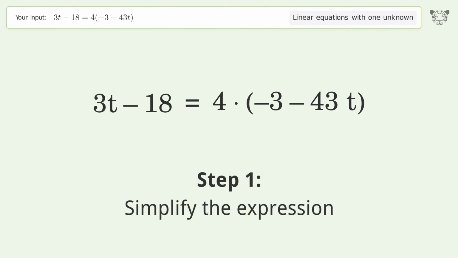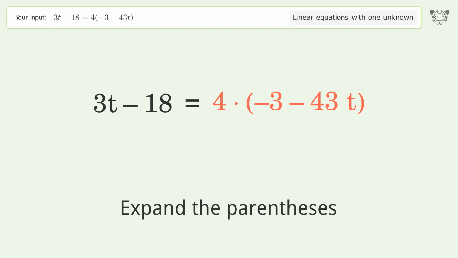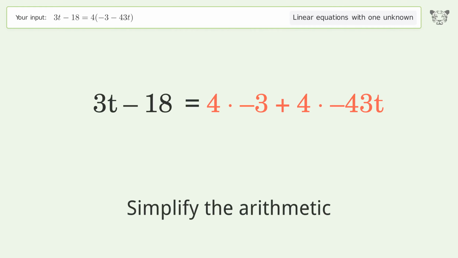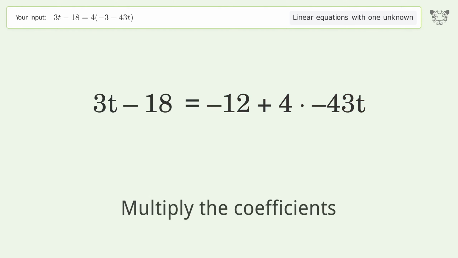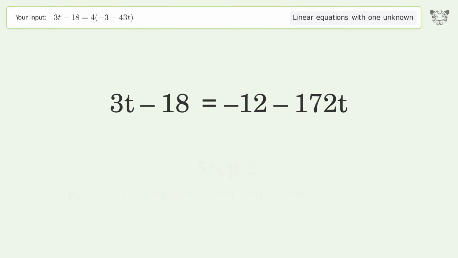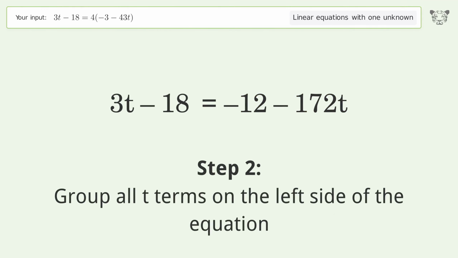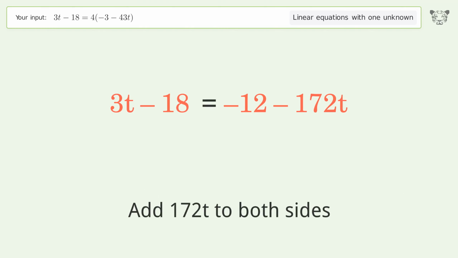Simplify the expression. Expand the parentheses. Simplify the arithmetic. Multiply the coefficients. Group all t terms on the left side of the equation. Add 172t to both sides.